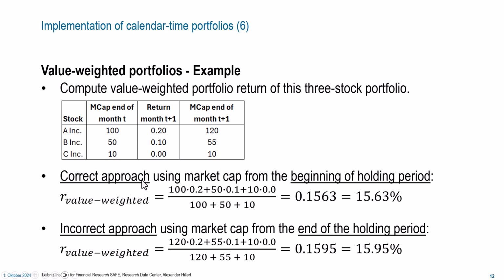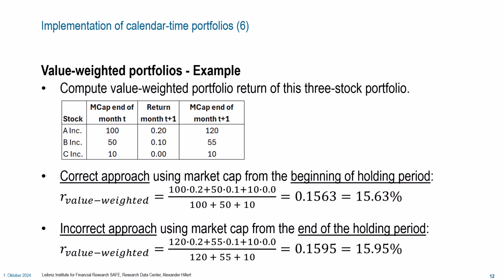Well, only the first one is correct, because when we make our investment at the end of month T, we don't know which of the three stocks will perform well and which of the three stocks will perform poorly. So the last column, where you see the market cap at the end of month T plus 1, is unknown to us at the time when we form our portfolios. So first of all, this is not possible to implement in real time.